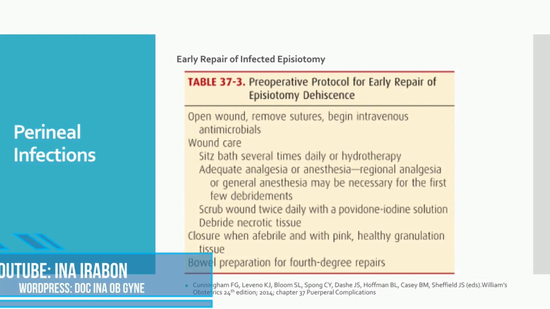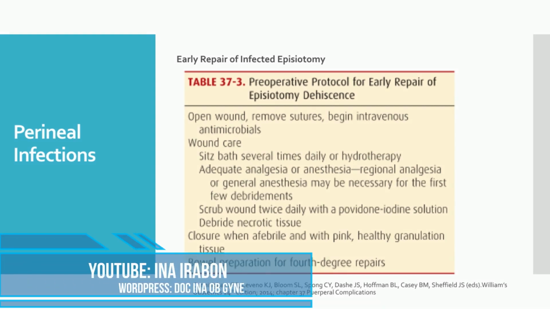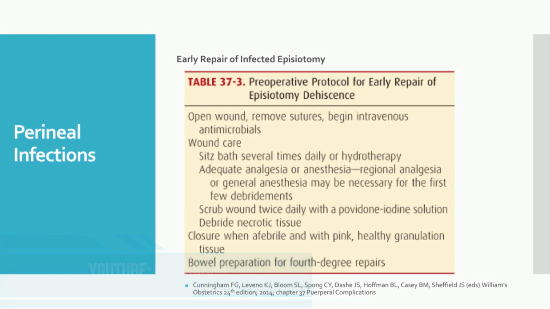Then, we scrub the wound twice daily with a povidone iodine solution. And then, we do debridement of the necrotic tissue. Then, we close the defect once the patient becomes afebrile and we note pink healthy granulation tissue. And then, of course, we do bowel preparation, especially if this is a fourth-degree repair.